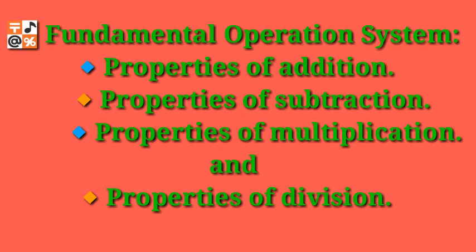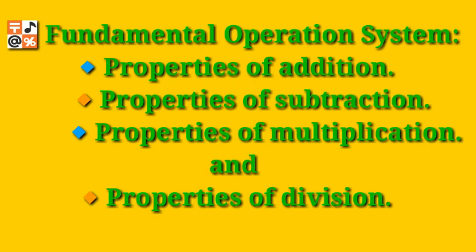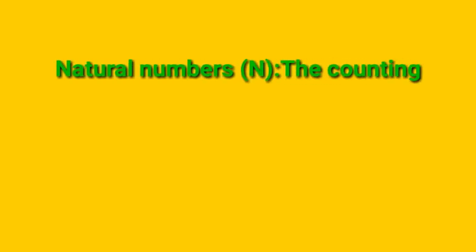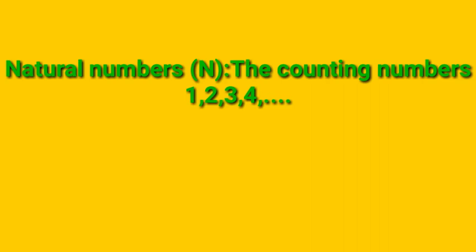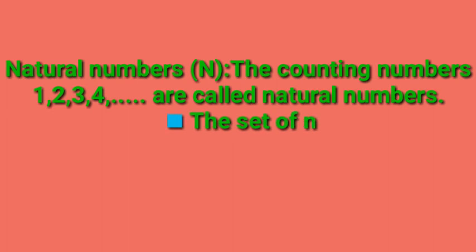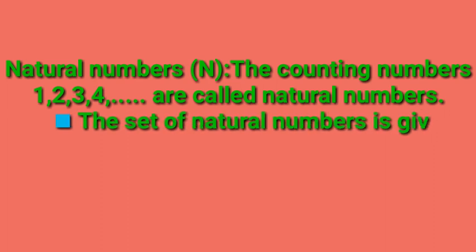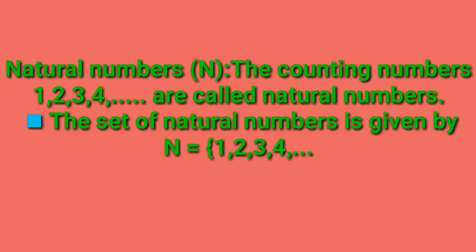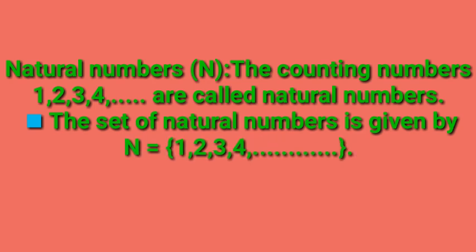We discuss in here. First we discuss natural number. What is natural number? Natural numbers, if we define, the counting numbers like 1, 2, 3, 4 and so many are called natural numbers. The set of natural numbers is given by capital N is equal to curly bracket 1, 2, 3, 4 and so on.